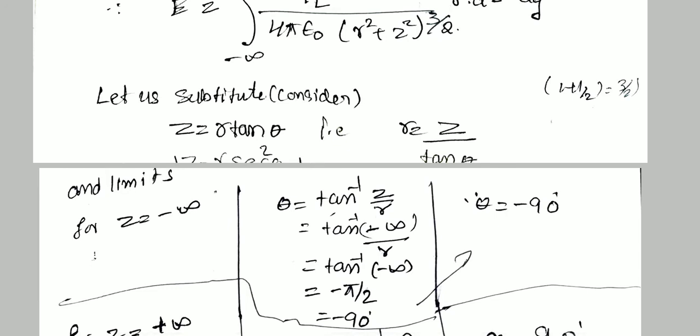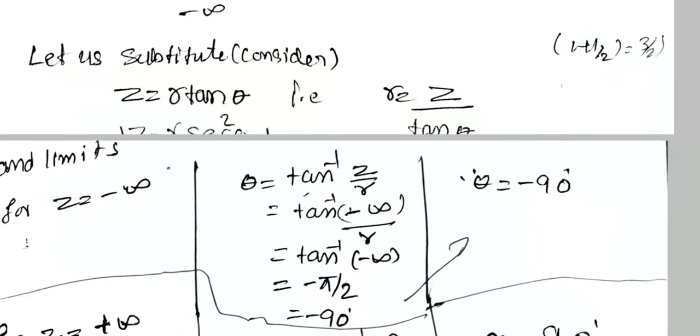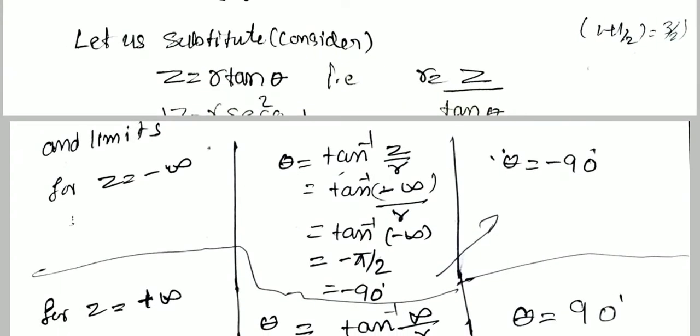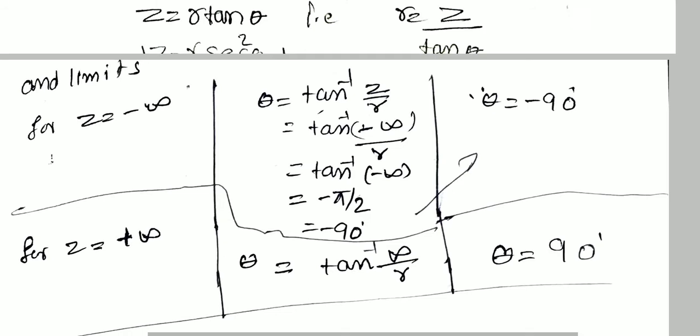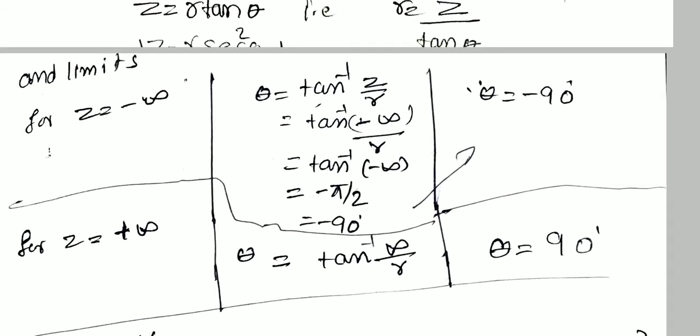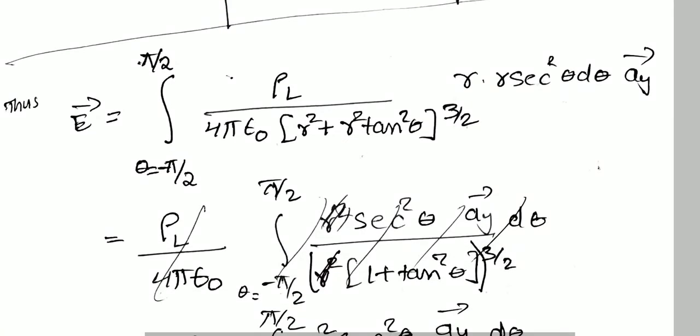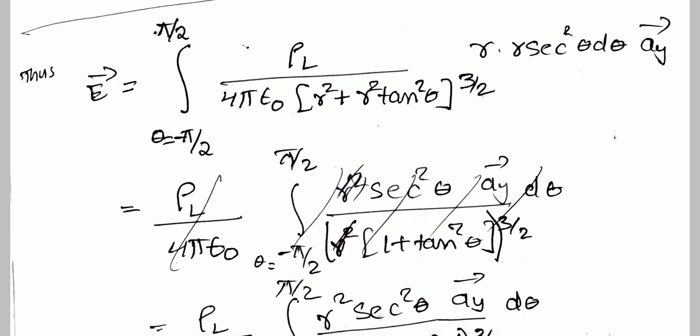So theta is equal to tan inverse of z by r. If I put z equal to minus infinity, tan inverse of minus infinity is minus tan inverse of infinity, which is minus pi by 2, or minus 90 degree. If I put z is equal to plus infinity, then theta is equal to plus 90 degree. Now we substitute all these things and calculate.